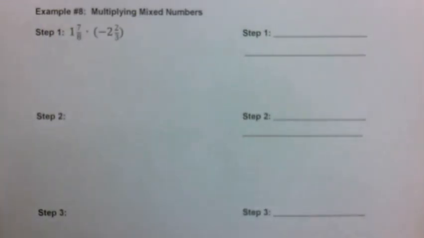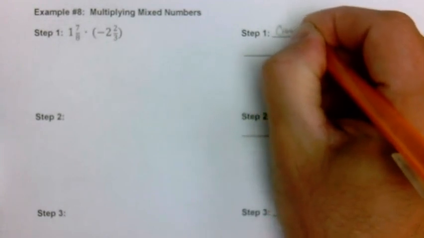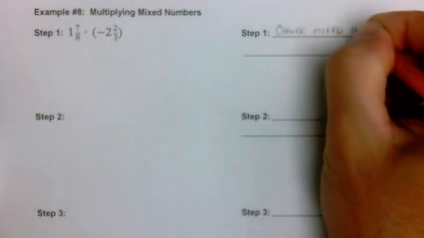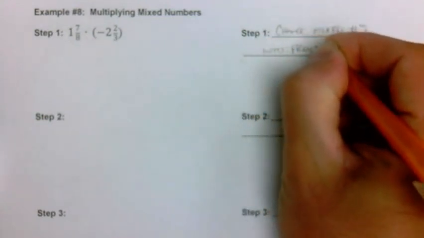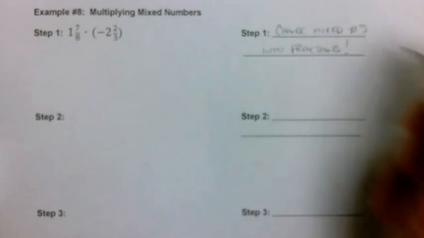Now that we've reviewed how to multiply fractions together, let's review multiplying mixed numbers. The process for multiplying mixed numbers is going to be very easy because the first thing that we're always going to do, step number 1, is change mixed numbers into fractions. Once you change your mixed numbers into fractions, we're just going to repeat the process for multiplying fractions together.